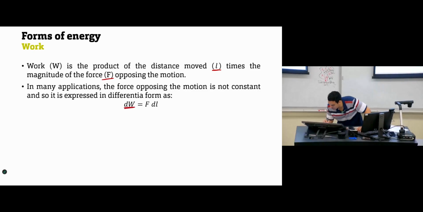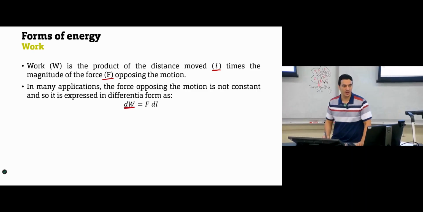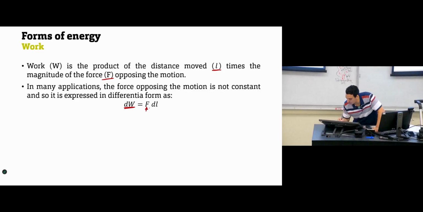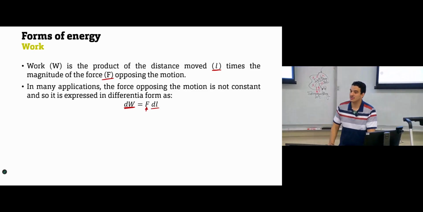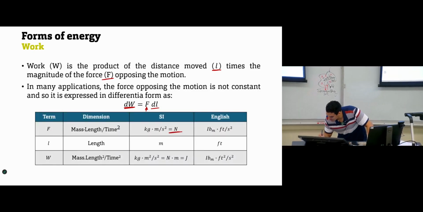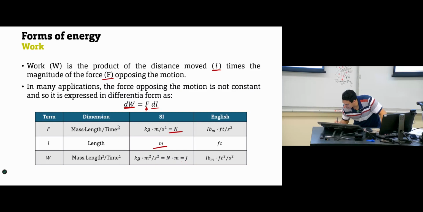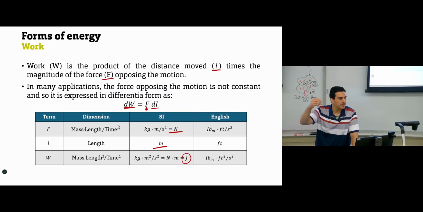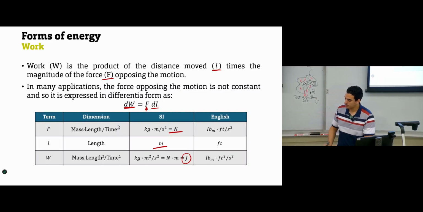So dW, the amount of work in any system, equals the magnitude of the force applied times the change in the distance that the system moved, for example. And again, the units: force is Newton, distance is meter, Newton times meter is equivalent to joule. So just remember the difference between Newton, Pascal, and joule; you will hear all of these words a lot. Okay?